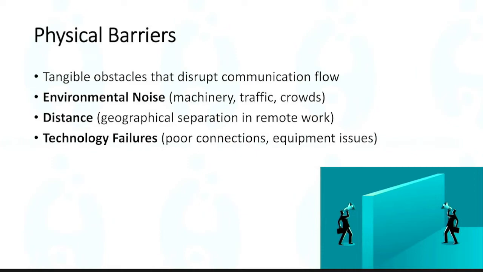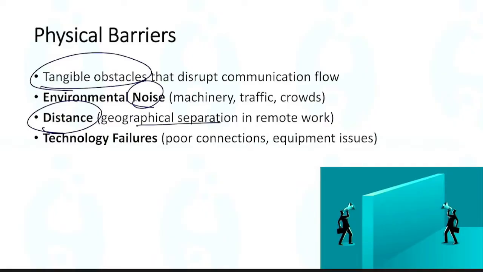Physical means what? Tangible objects. Okay, it is tangible objects that can disrupt the communication flow. It can be noise, environmental noise. It can be distance. For example, I am in a certain room and the other person is in a different building. So how can I communicate when the distance is creating the barrier? So that is the separation in the remote work areas.